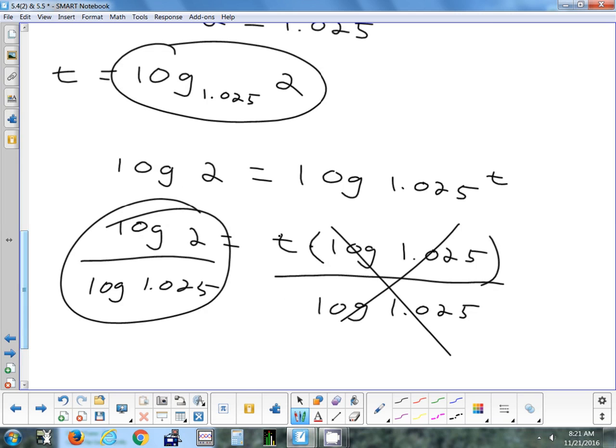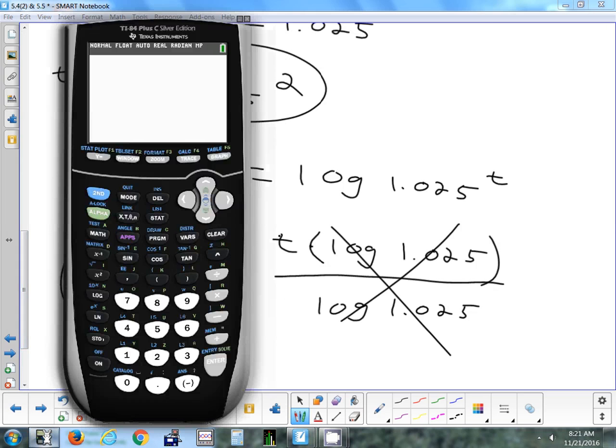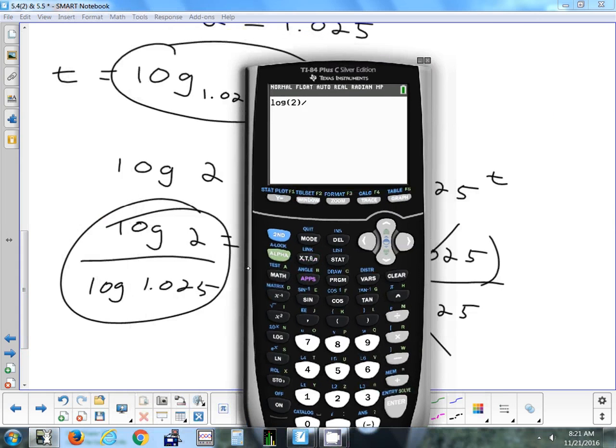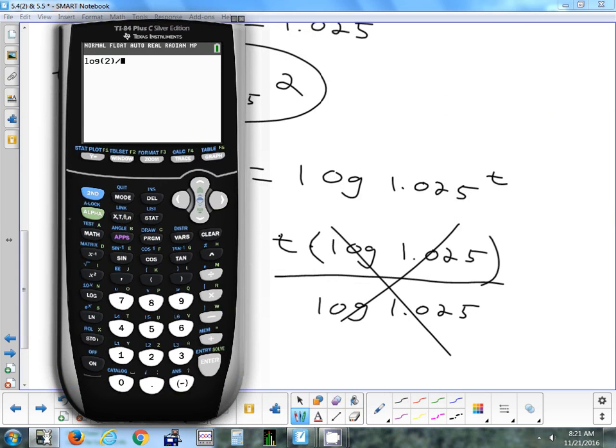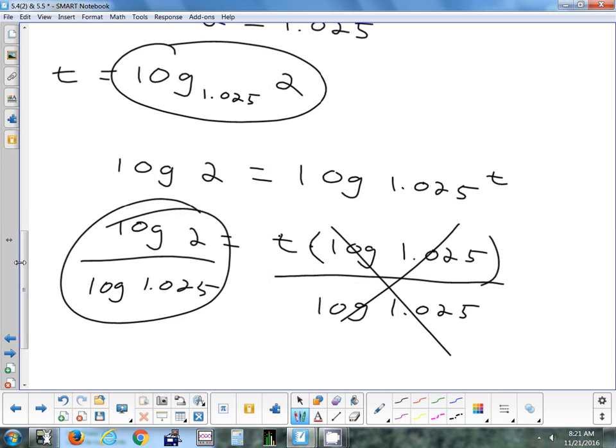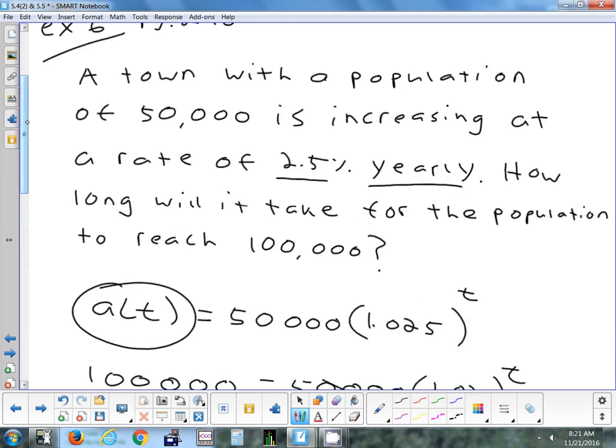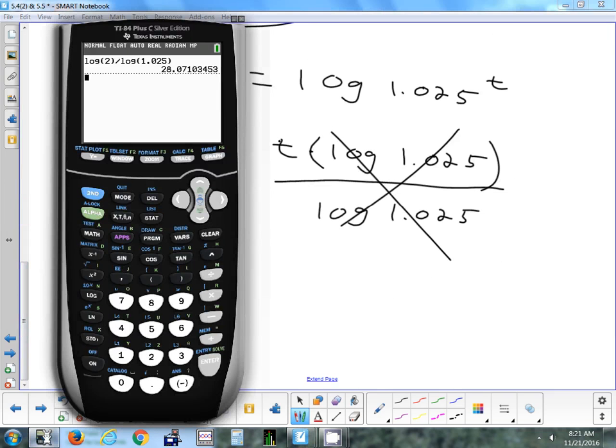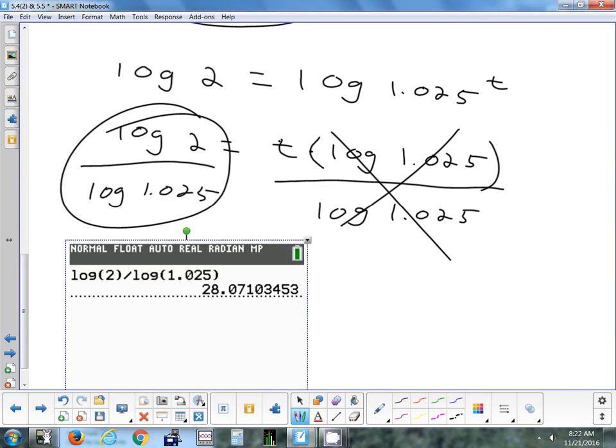Now, there's no base on the log here. So when I took the log of each side, what base did I use? 10. I used 10. So just type in log 2, make sure you close your parenthesis, divided by log 1.025. And we get 28.07 years, because our problem was measured in years. So we get 28.07.